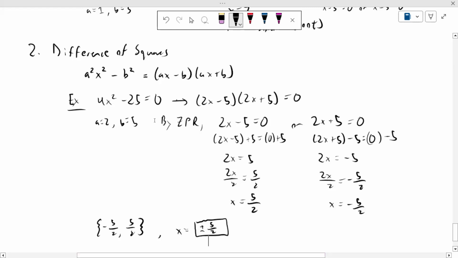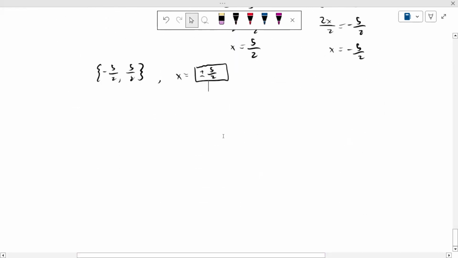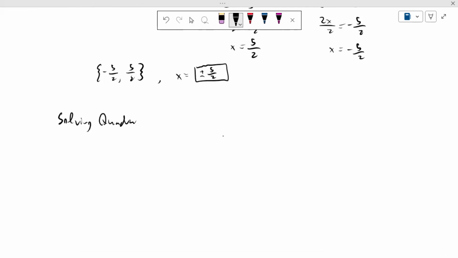All right. I'm going to scroll up a little bit then. So now let's talk about solving quadratic equations. Still talking about that. Quadratic equations. But now we're going to use something called the square root property.